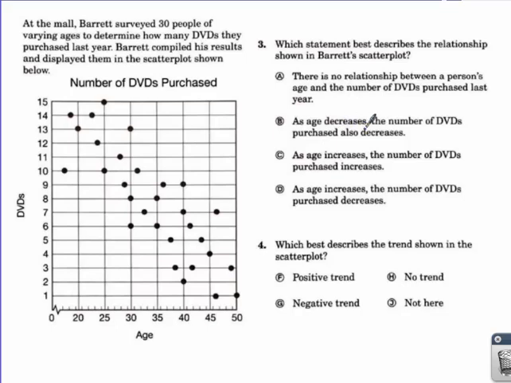B, as age decreases, the number of DVDs purchased also decreases. Well, in this one, age is increasing, not decreasing. Okay, so that one's out. C, as age increases, the number of DVD purchases increases. So as we go across on the X, do my purchases increase or do they go down? They go down, so that means the answer is D. As age increases, the number of DVDs purchased decreases. So which best describes the trend shown in the scatter plot? Well, as you see, it's going downhill for the most part, so that means it's a negative trend.